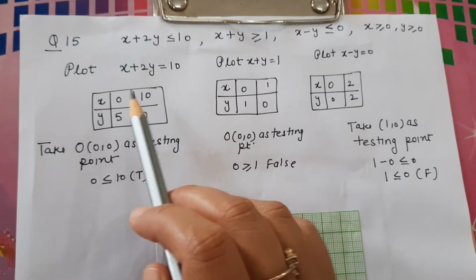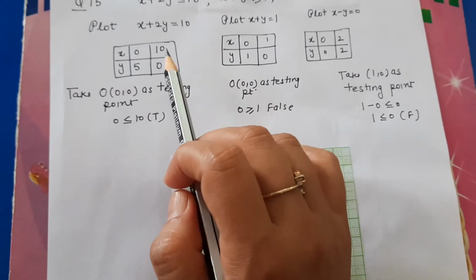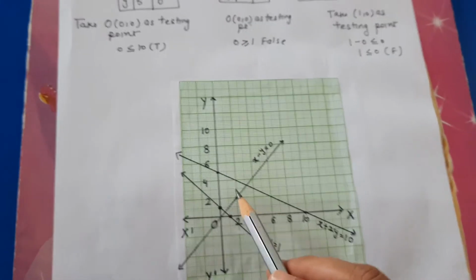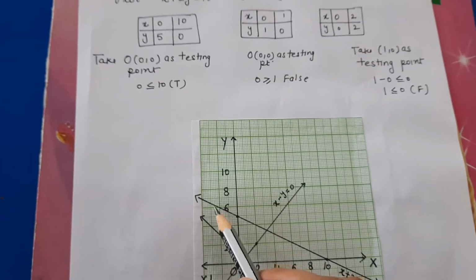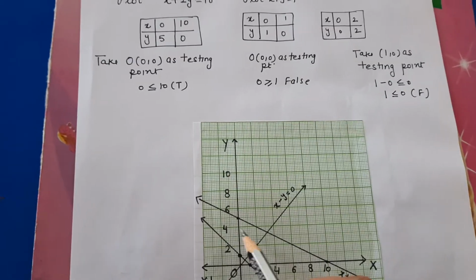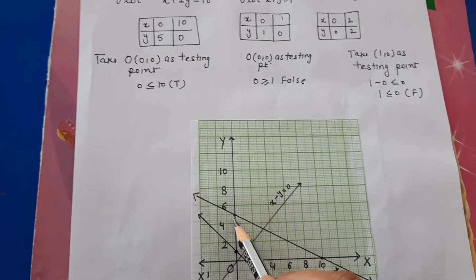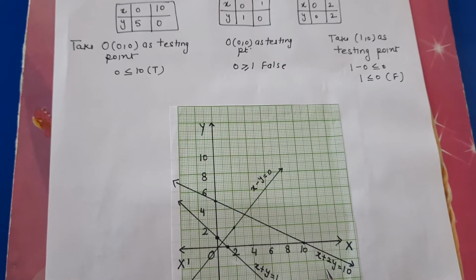Just plot the line. X plus 2y equal to 10. x0, y will be 5 here. y0, x is 10. Join these two points. Now between 4 and 6 we are going to have 5. Right? After plotting, write its equation.